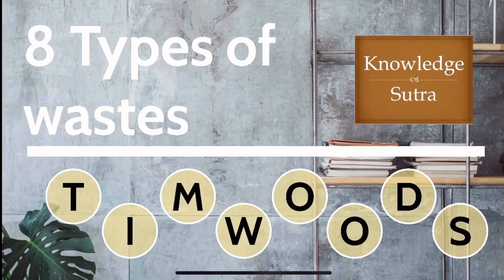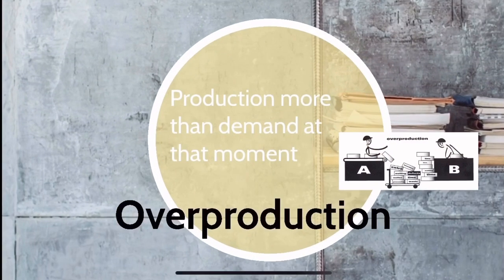The fifth type of waste is denoted by O in TIMWOODS and it is overproduction. It is the production more than demand at the moment, or it is the production that is more than needed or before it is needed. For example, we produce in big batches to minimize the production cost.